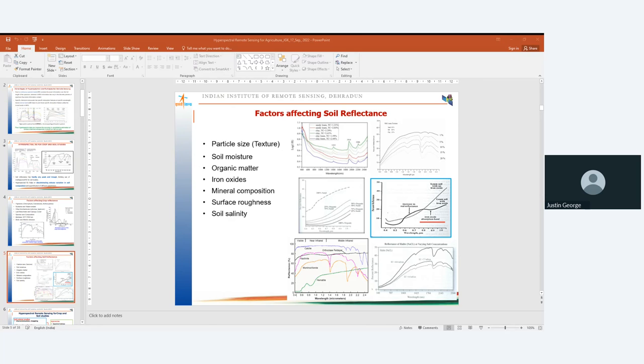Coming to the particle size or the texture, I hope many of you might have visited a sea beach. The sand appears very white when it is dry; you will have a good amount of reflectance. But in the true sense, with an increase in the particle size, the reflectance basically decreases.